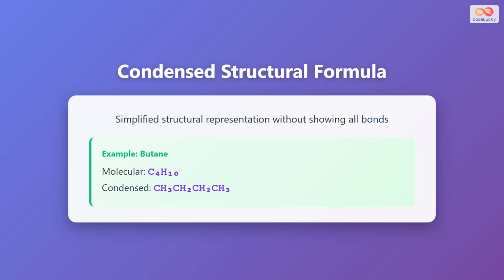The condensed structural formula is a simplified way to show structure without drawing all the individual bonds between atoms. For butane, the molecular formula is C₄H₁₀. The condensed structural formula is written as CH3CH2CH2CH3. This groups atoms together to show the chain structure while keeping the notation compact and easier to write.